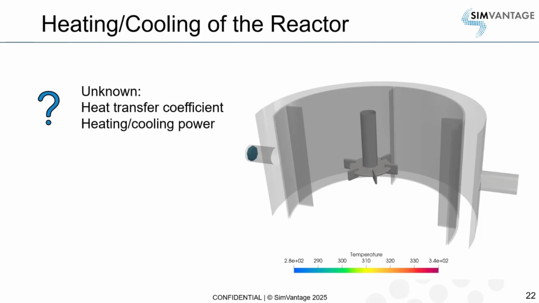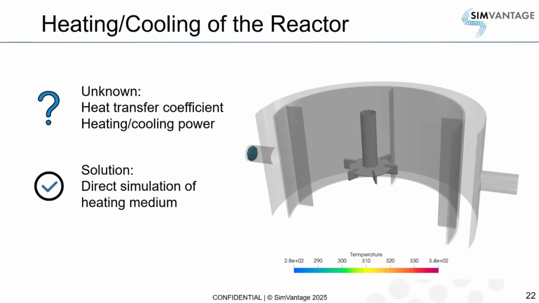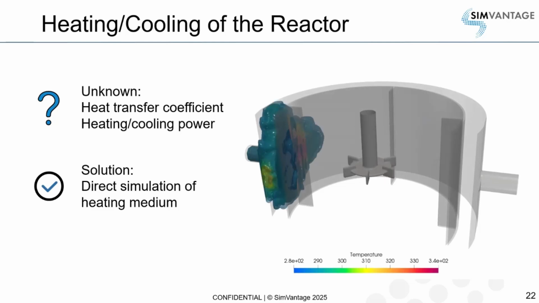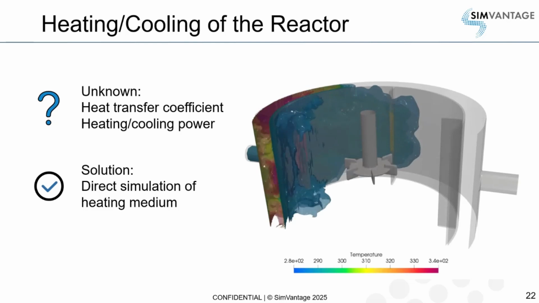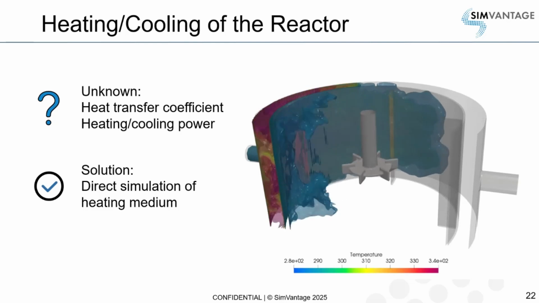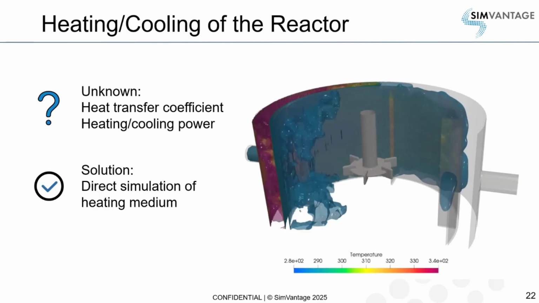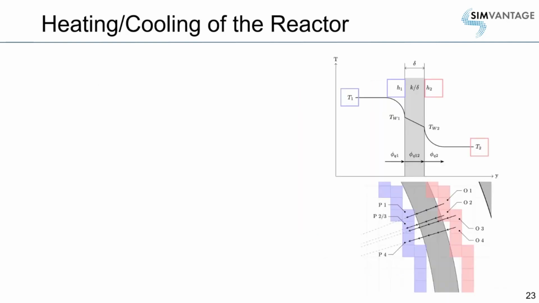What we did is that we include also the jacket into the simulation, and therefore you only need to know the temperature and the flow rate of your heating or cooling medium that goes into the jacket, and everything else is calculated throughout the simulation. And it looks like that. You see the hot liquid flowing into the jacket, and then inside the reactor it is slowly warming up.